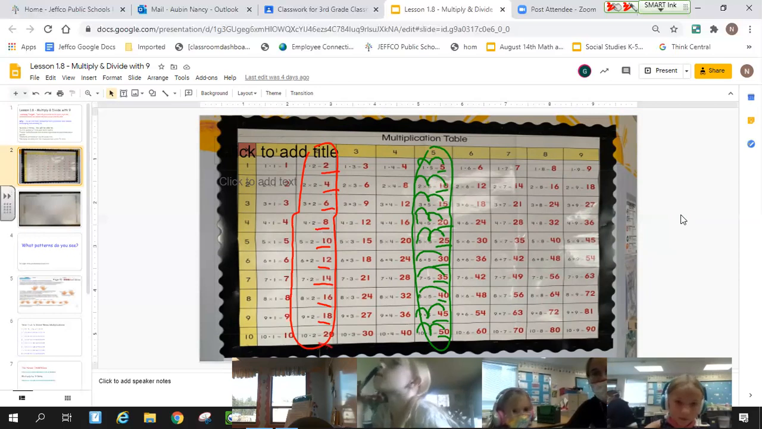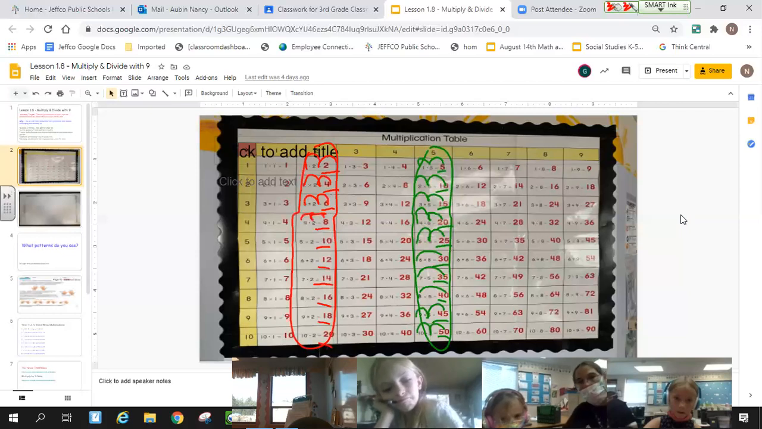10 times 2. Okay, now we're going to do the inverse. So what is the inverse? Not multiplication, but division. 2 divided by 2 equals 1. 4 divided by 2 equals 2. 6 divided by 2? 3. 8 divided by 2? 4. 10 divided by 2? 5. Now I'm going to switch it.